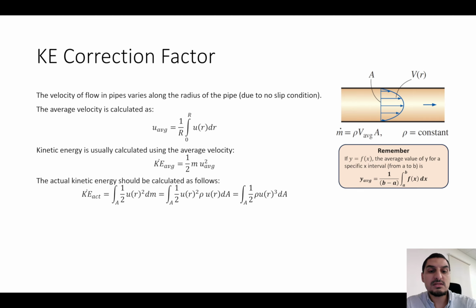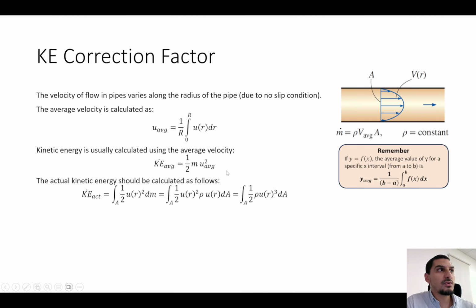It will maximize the difference, or make the difference bigger, between the actual and the average value. So this is why the average is not going to be very accurate. That's why we need to use a correction factor to account for the error.